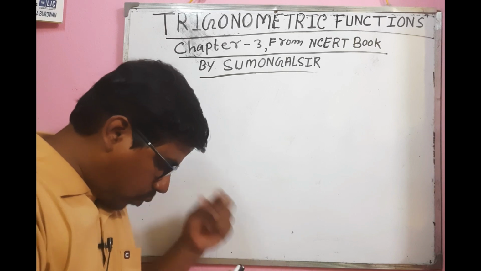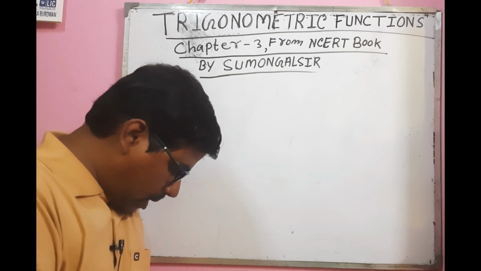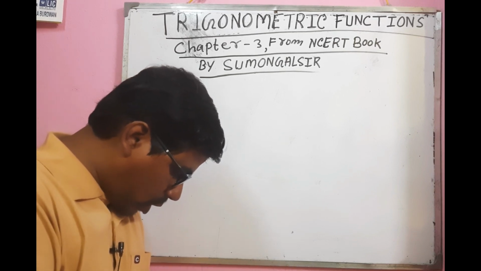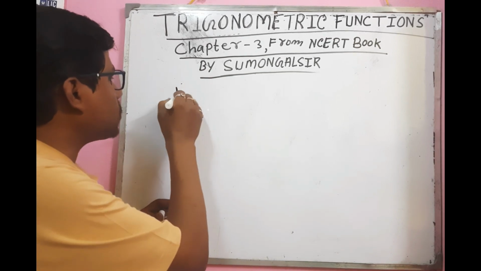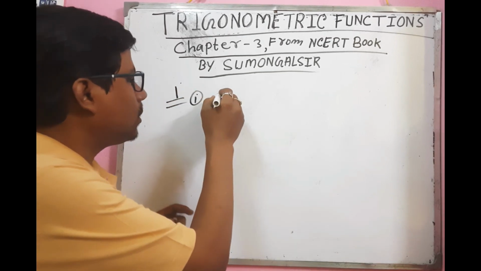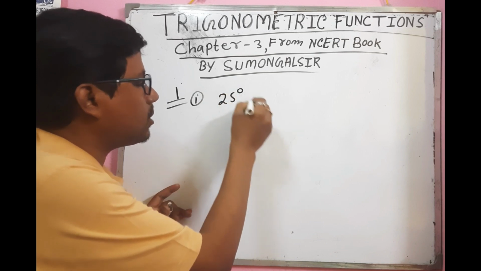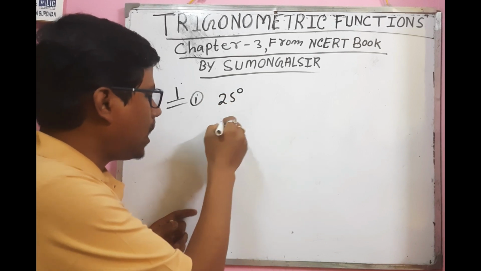First question is, find the radian measure corresponding to the following degree measure. Question 1 is 25 degrees; convert it into radians.